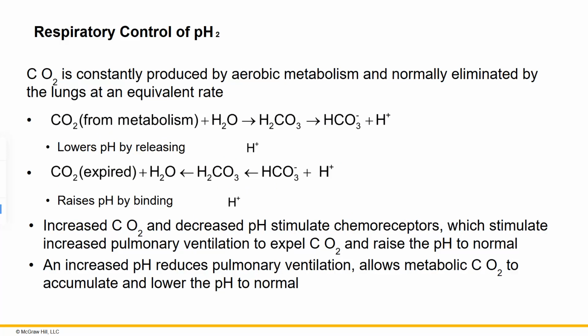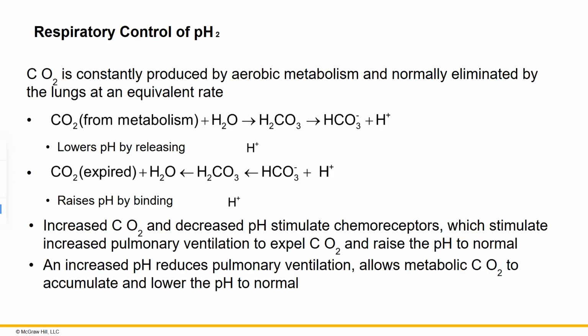Carbon dioxide is constantly produced by aerobic metabolism and normally eliminated by the lungs at an equivalent rate. So carbon dioxide from metabolism, with water, is converted to carbonic acid and then bicarbonate and hydrogen, which lowers the pH. If we go in the reverse direction, it raises the pH by binding hydrogen.